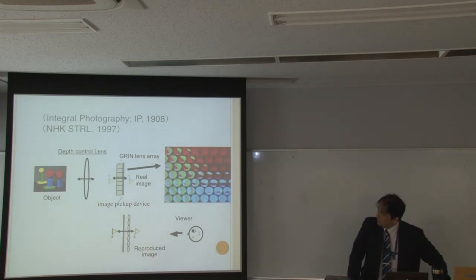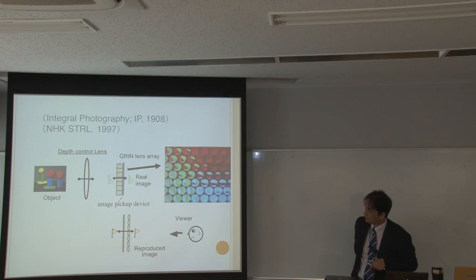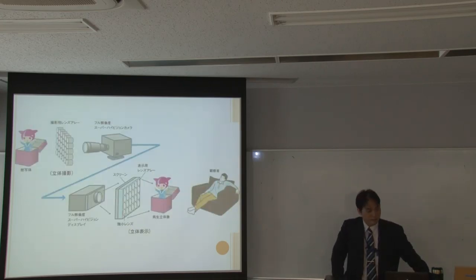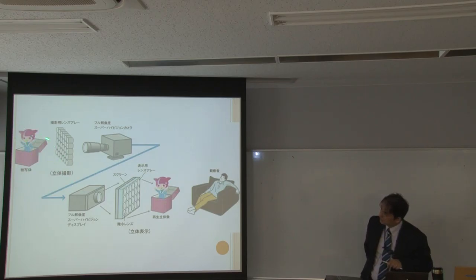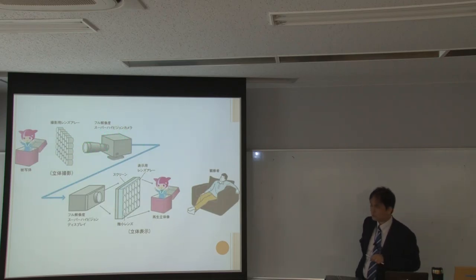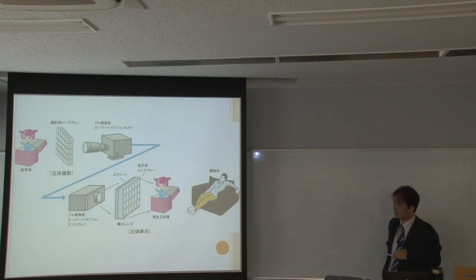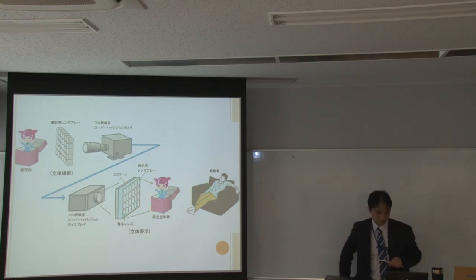And as I said, in 1908, integral photography was invented. But now NHK laboratory is still doing this kind of research. And this figure is from the NHK Giken Kokai open labo leaflet. The scene is captured using a multiple lens array and captured by a super high vision camera. This is the Japanese super high vision camera. The resolution is about 8K, 8,000 by 4,000, a very high resolution camera. And that signal is transmitted to the receiver, and an 8K projector was used. And again, the lens array is here, and the observer can see a three-dimensional integral image.